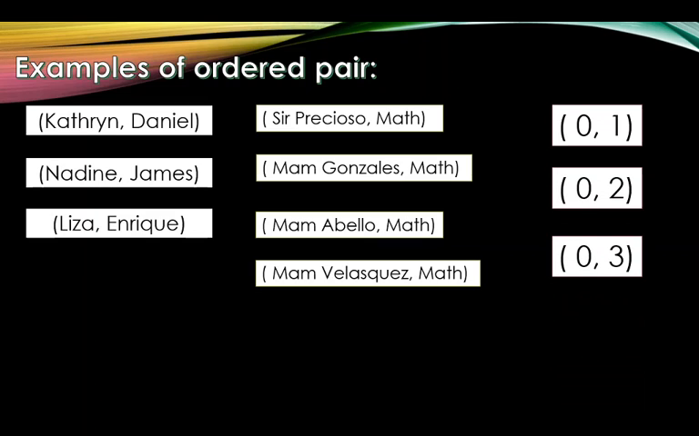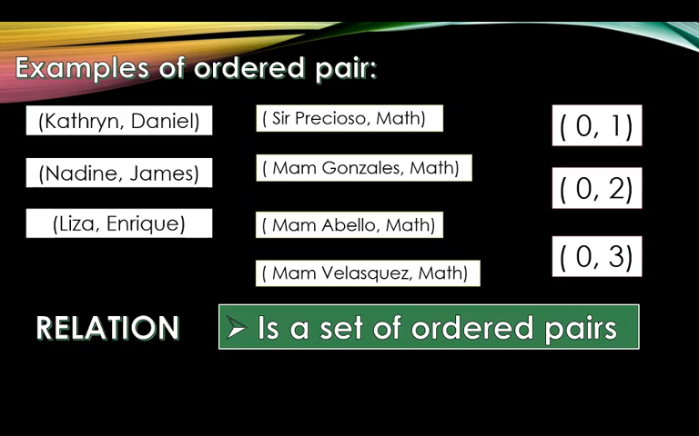Next example of ordered pairs: (0, 1), (0, 2), (0, 3). So these are the ordered pairs. Now, since we are talking about the set of ordered pairs, that is what we call relation. Relation is a set of ordered pairs.